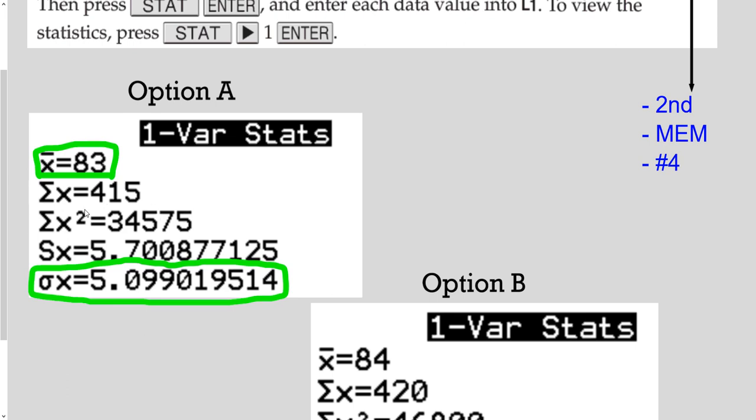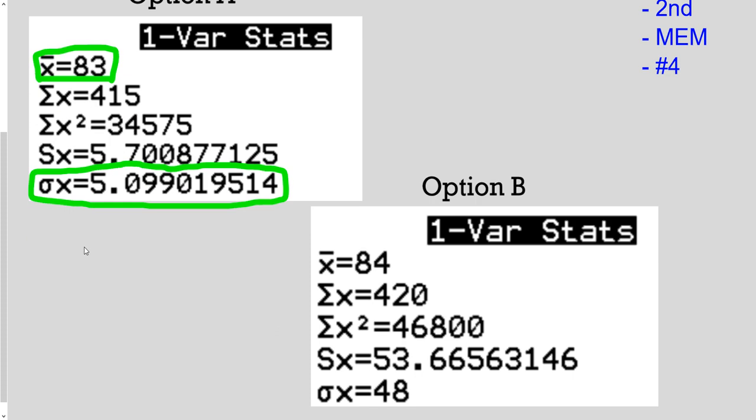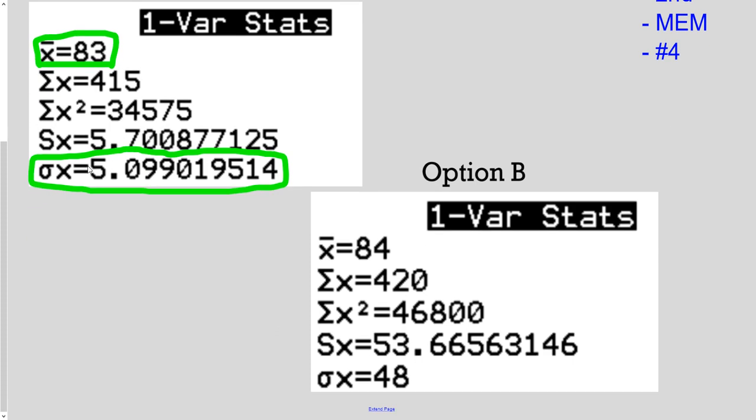This is the sum of all of the data points, not all that useful. This is the sum of all the data points squared, not all that useful. This is what's called the variance, and then the one at the bottom is our standard deviation. That's the one you would want.